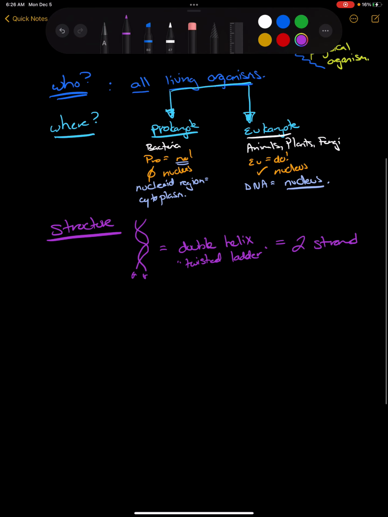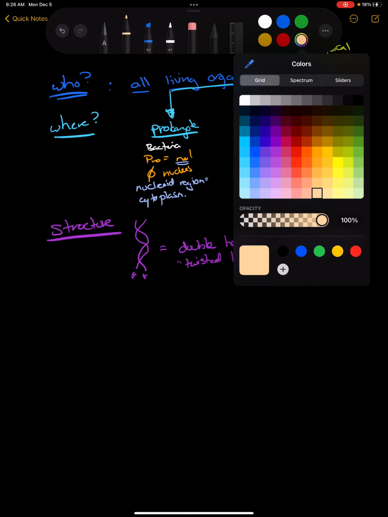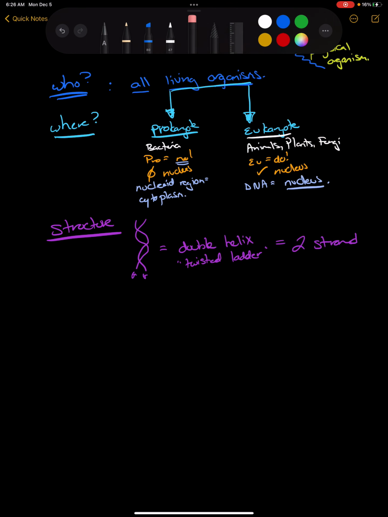These 2 strands. All right, because remember way long ago when we did our macromolecules, we talked about polymers and monomers, right? So my polymer is my nucleic acid. So now what you need to remember is, what is the monomer of nucleic acids?